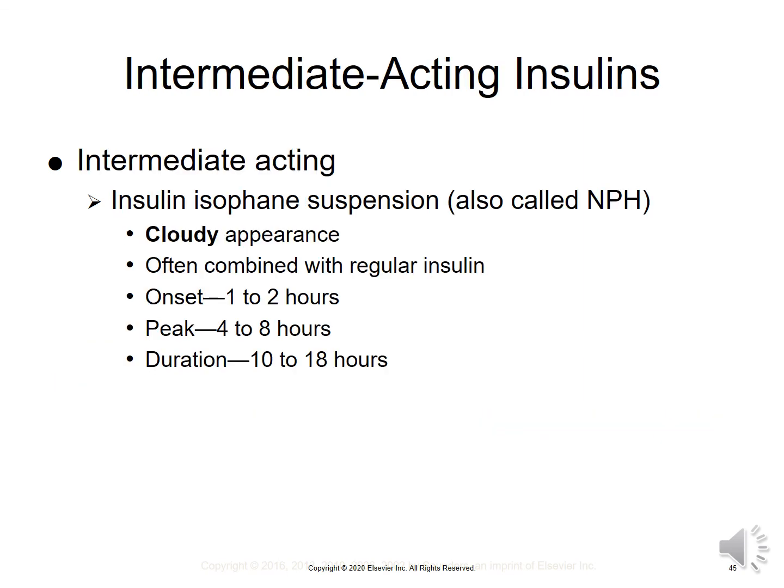All right, so NPH is your intermediate acting insulin, and it's the only one that should be cloudy. Okay, and make sure that on your little list that I give you, you put in all of the onset, peak, and duration that's written in your med-surg book, not what's written here, but in your med-surg book on page 1295.